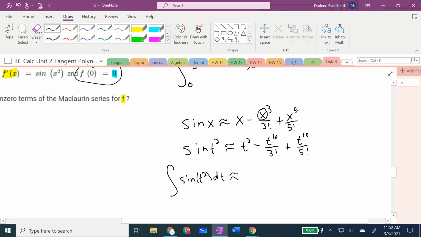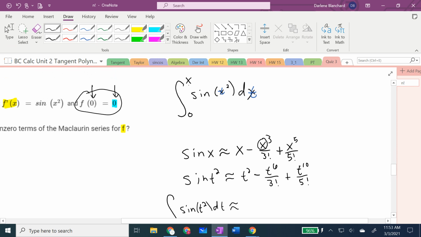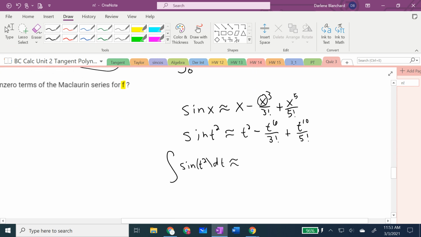Now let me say this. If I was just doing an indefinite integral and I wasn't really sure about whether it was okay to do the integral from 0 to x, I could throw on a c plus and then integrate. So integrating, I have t cubed over 3, t to the 7th over 3 factorial times 7, and so on.